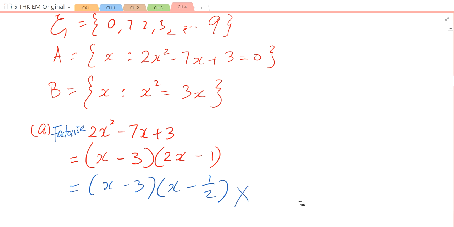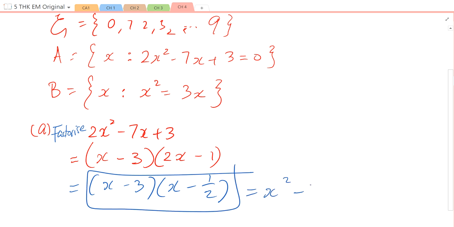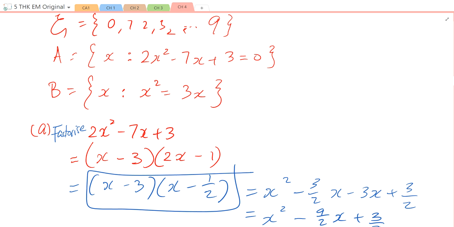Okay, let us expand the blue one. Let's see what we get. If I just use this, I expand it out. I get x squared minus 3 over 2x minus 3x plus 3 over 2. That gives me x squared minus 4.5, which is 9 over 2. Oh, did I make a mistake? Minus 9 over 2x plus 3 over 2. Yeah, I think something is wrong.